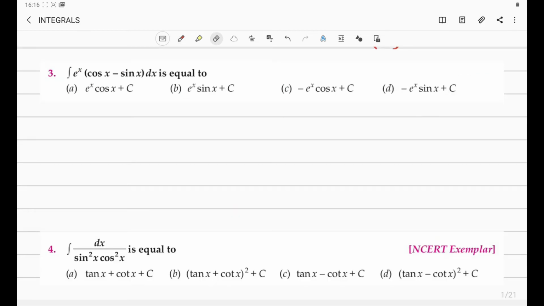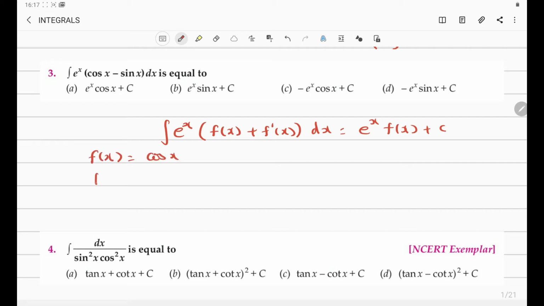Number 3, integral of e power x times cos x minus sin x. So this is based on the simple identity: integral of e power x times the function f of x plus its derivative dx is e power x into f of x plus c. So we should be able to identify what should be the function and what is its derivative. So in this problem we could observe that the derivative of cos x is minus sin x. So if we take f of x as cos x, then f dash of x will be minus sin x.